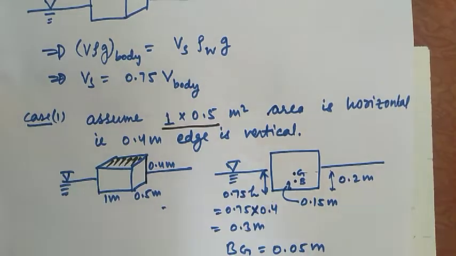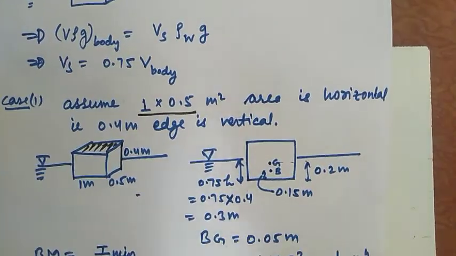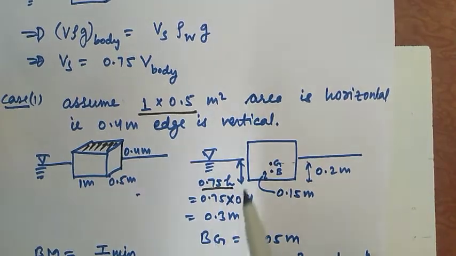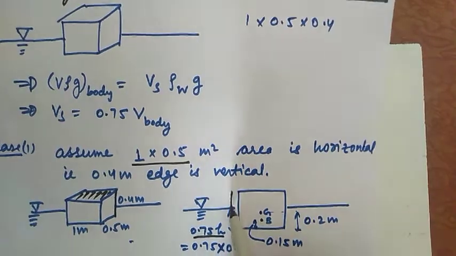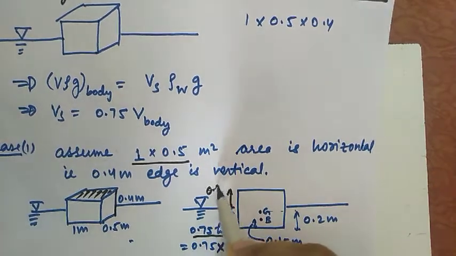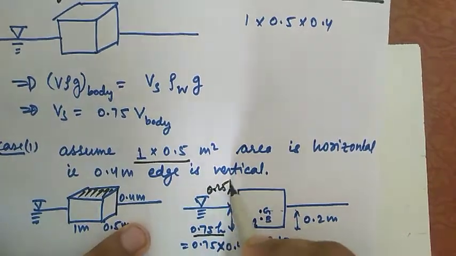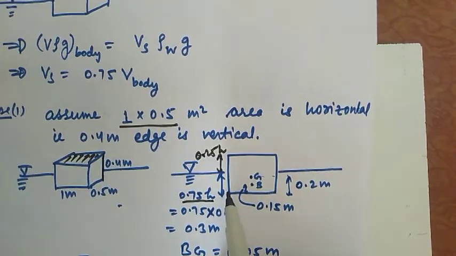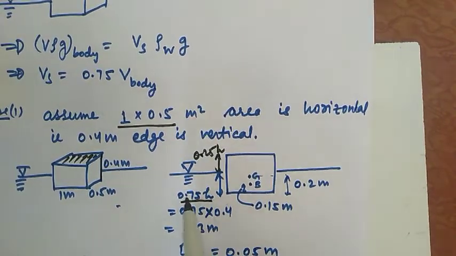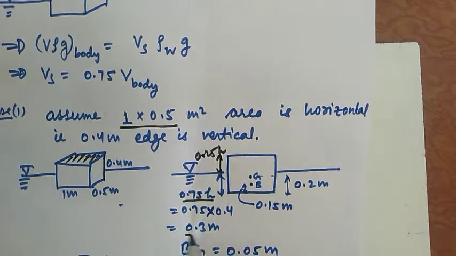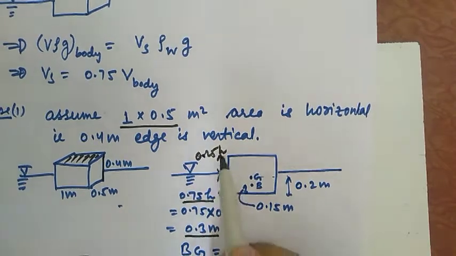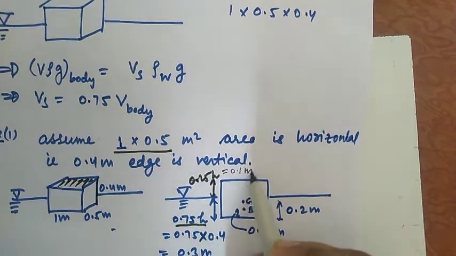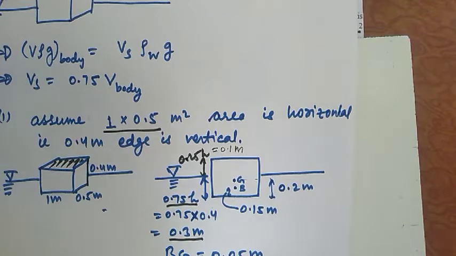So I have assumed this, and we have just calculated that 0.75 times the height will remain inside the water and 0.25 times the height will remain outside the water. The total height is 0.4 meters. So this height will be 0.75h, which is 0.3 meters, and 0.25h, which will be outside the water, will be 0.1 meters.